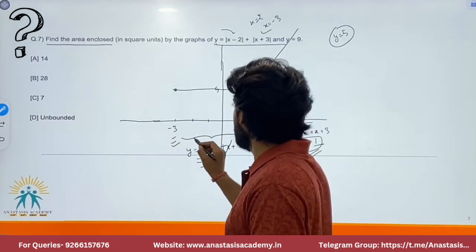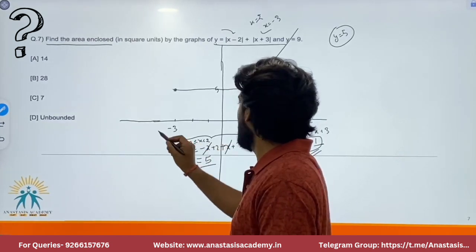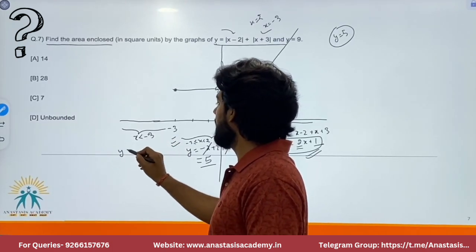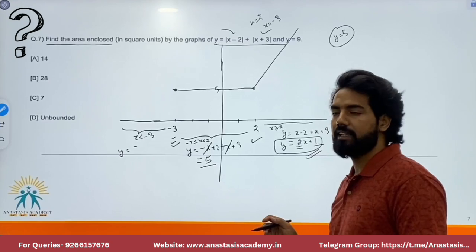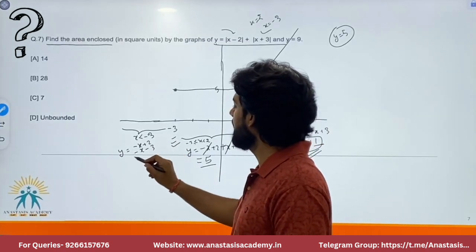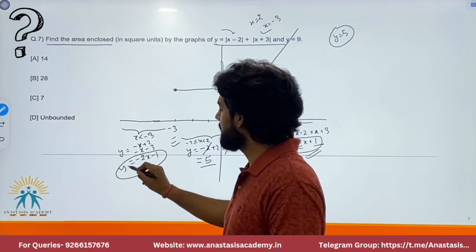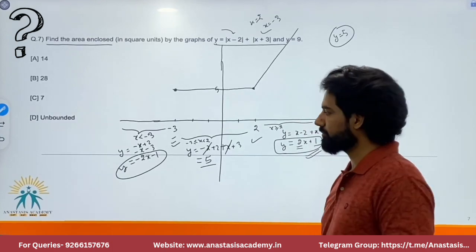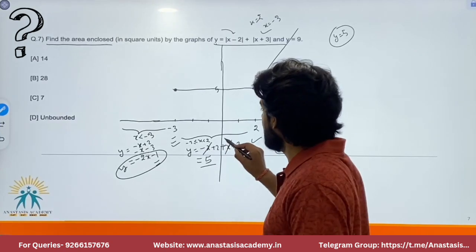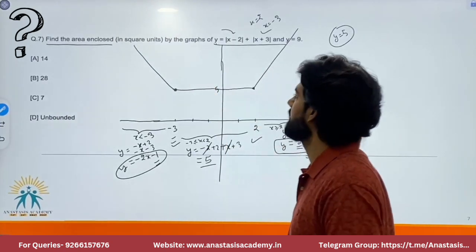For x less than minus 3, y will become how much? Both moduli will open as negative. So minus x plus 2 plus minus x minus 3. It will be minus 2x minus 1. It's a straight line having negative slope, and the y-intercept is minus 1. So this straight line will look like this.